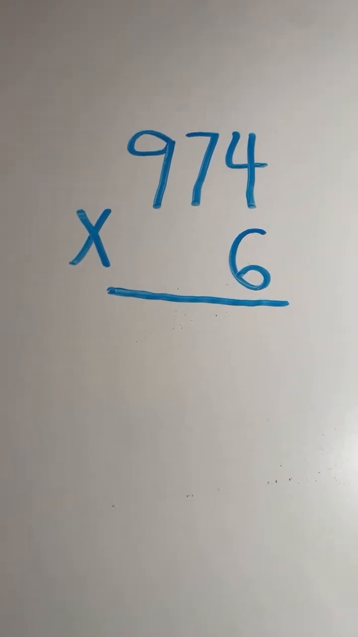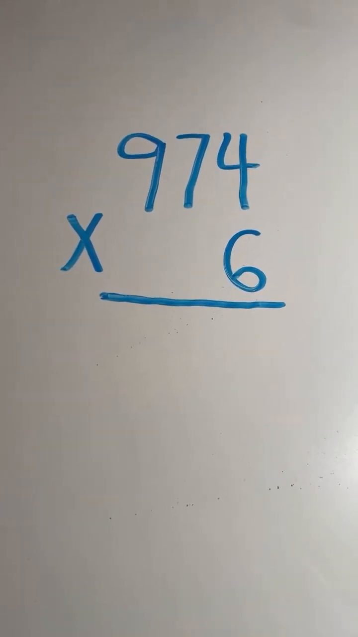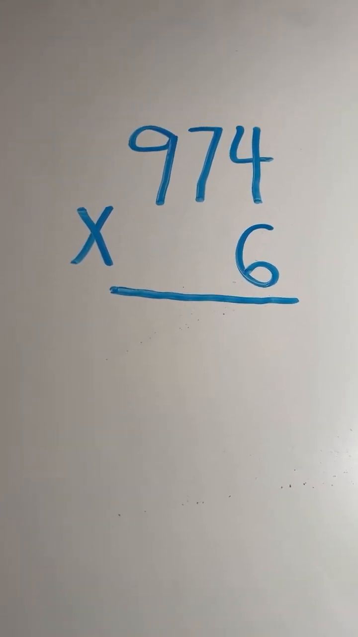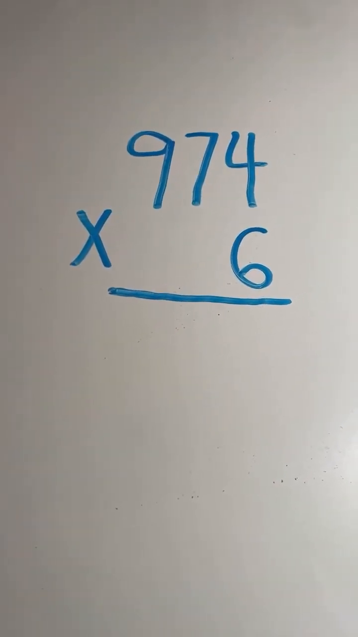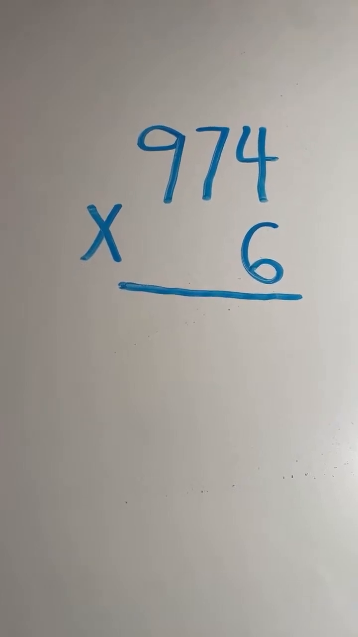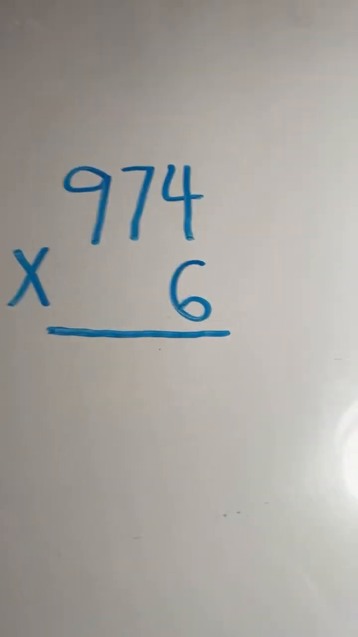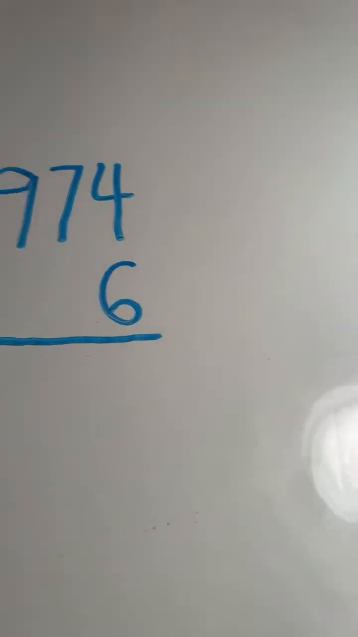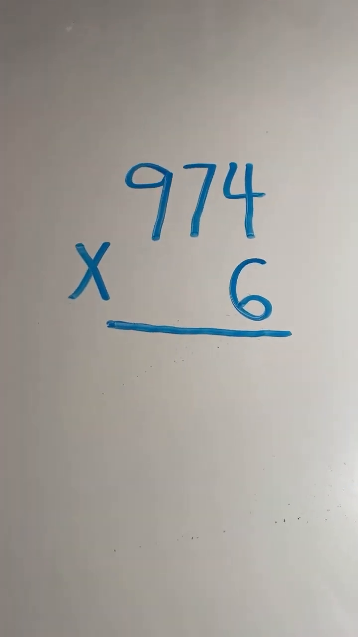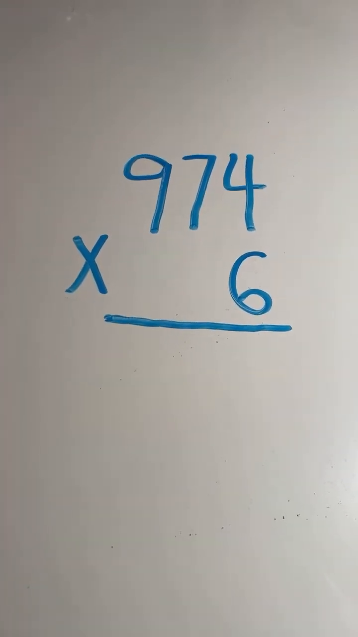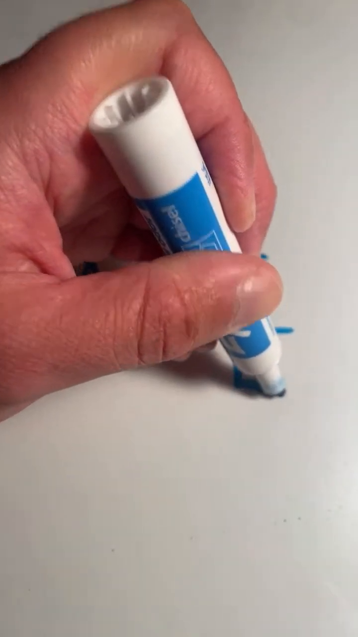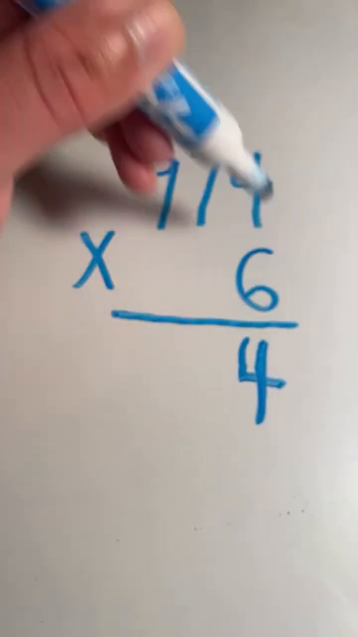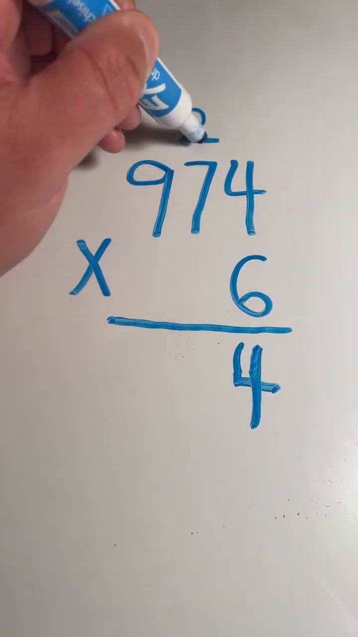What's going on is I am modeling how to solve 3-digit by 1-digit multiplication problems. So this next example, we have 974 times 6. We're going to start out in the ones place. We're going to multiply 4 times 6 to start. 4 times 6 equals 24. So we have to regroup. The 4 in 24 goes in the ones place. The 2 in 24 gets carried over to the tens place.